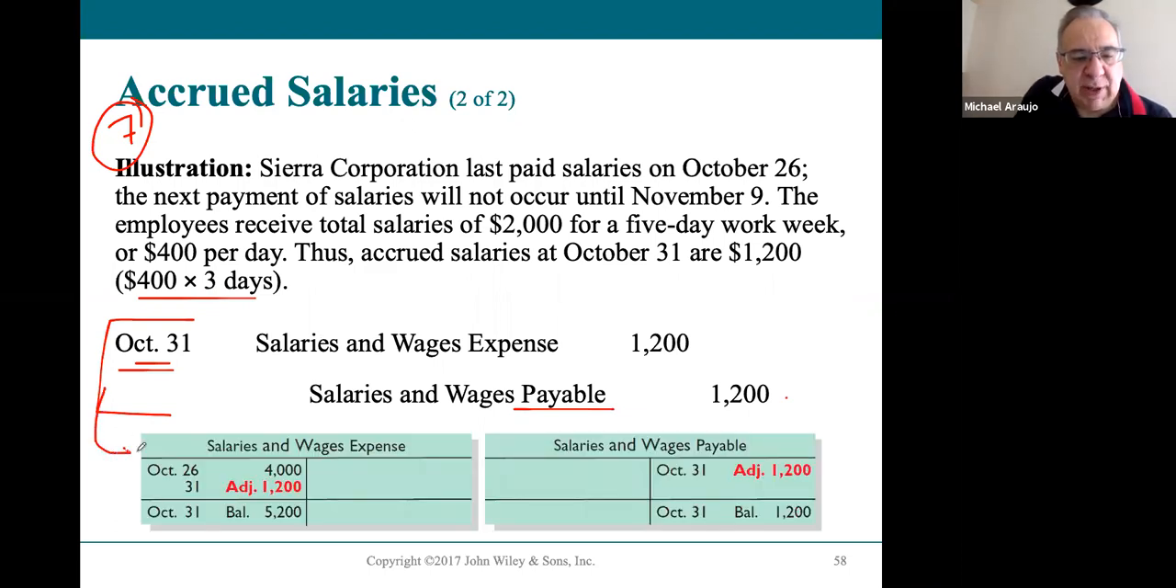Once this gets posted into the ledger, you will see now the balance in salaries and wages expense has been adjusted up to include that $1,200 expense for October. And salaries and wages payable has been adjusted as well to show they're going to be paying that in the next round.